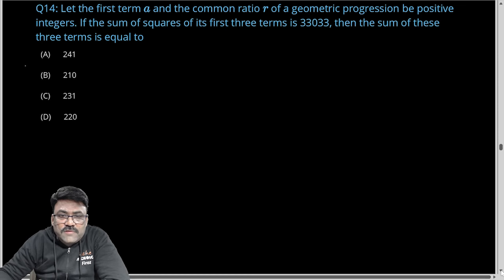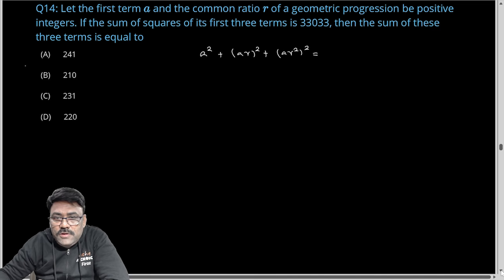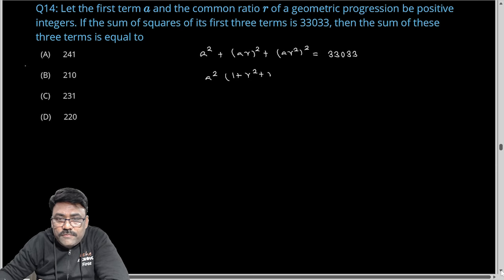So you are taking the sum of squares of first 3 terms. The first term is A square. Second term is AR, so (AR) whole square. Third term is (AR square) whole square. It is 33033. Now A square can be taken common. So you are getting A square times (1 plus R square plus R4).